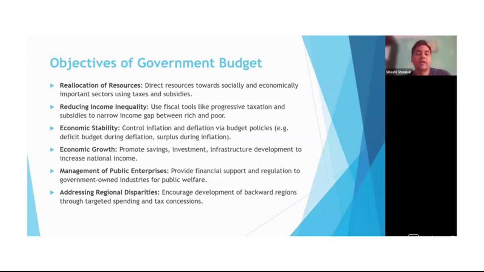Now, the next one is addressing regional disparities. Okay, so it increases development of backward regions through targeted spending and tax concessions. Definitely, so through budget, it is possible to encourage development of the backward region through targeted spending and tax concessions. So this is the objective of government.